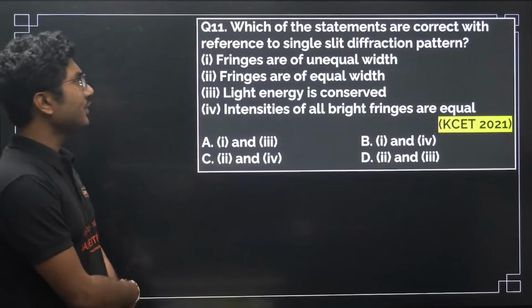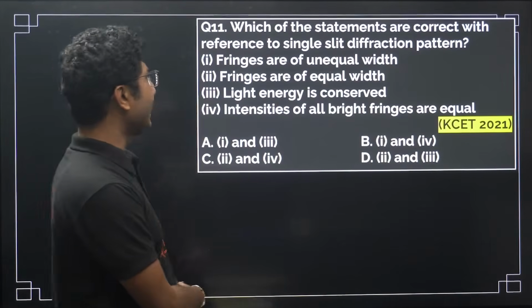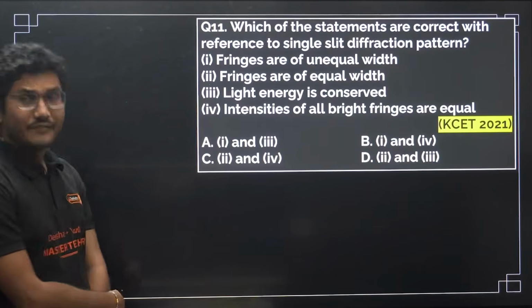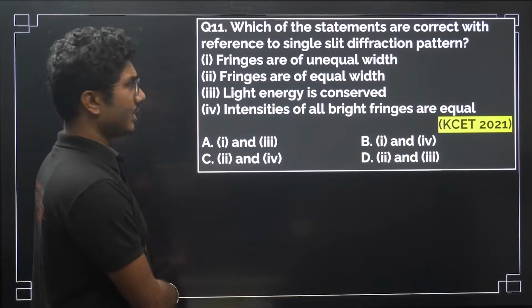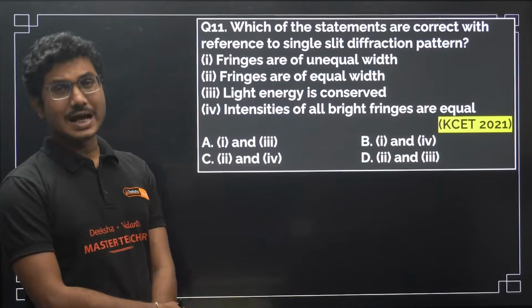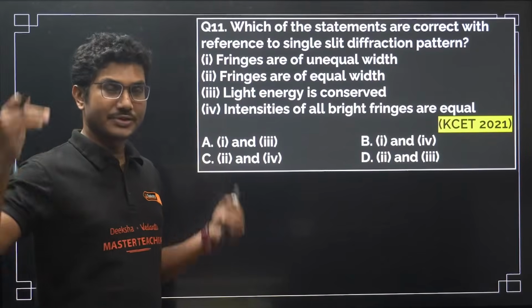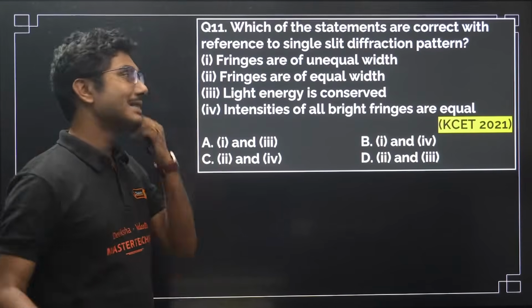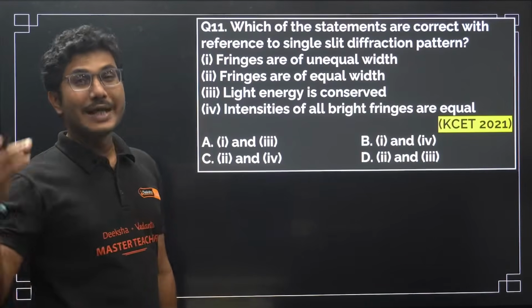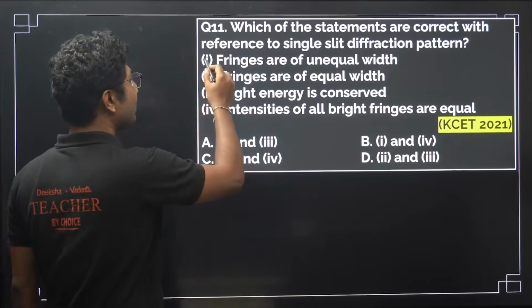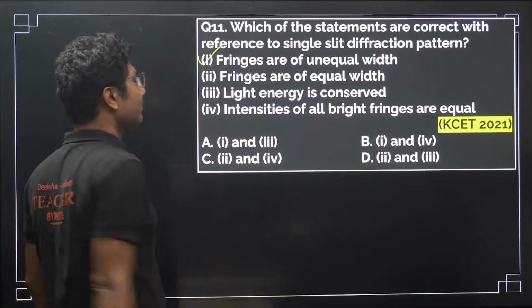Now next question: which of the statements are correct with reference to the single slit diffraction pattern? Let's see. Fringes are of unequal width. As we know, the fringes are of unequal width. The central maximum is the brightest and the largest. Others are not as big as the central maximum. So fringes are of unequal width.